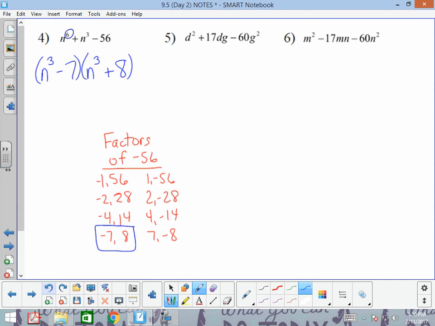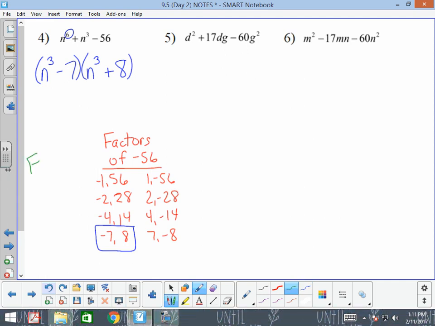Now let me show you what this check will look like. We're going to FOIL it. First times first, n to the third times n to the third is n to the sixth. This is positive 8 n to the third. This is negative 7 n to the third. Positive 8 n to the third and negative 7 n to the third is positive 1 n to the third. And then last times last is negative 56. So that checks.